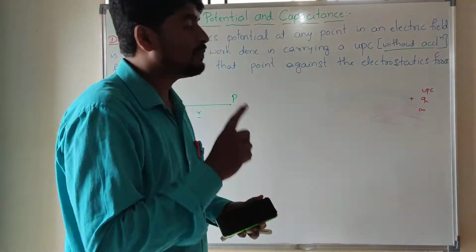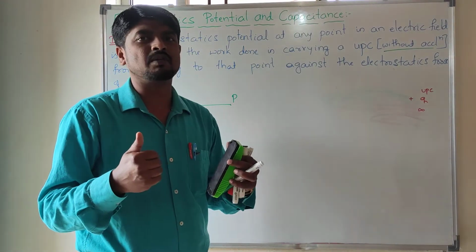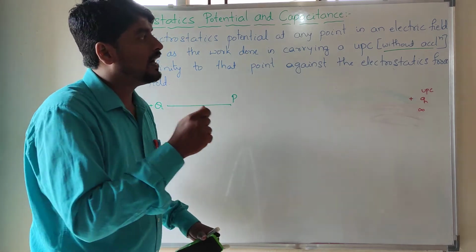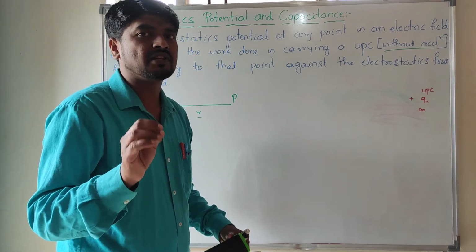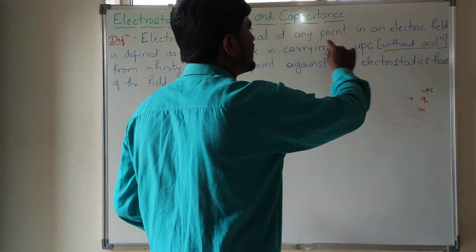In that displacement, displacing, that means what? Displacement means the shortest distance between the 2 points. That means it should be free from acceleration. That means it should move with a uniform velocity. Then only it is considered as work done.